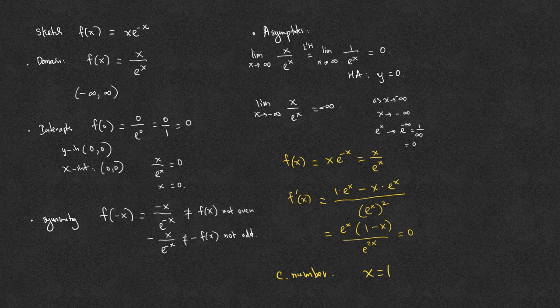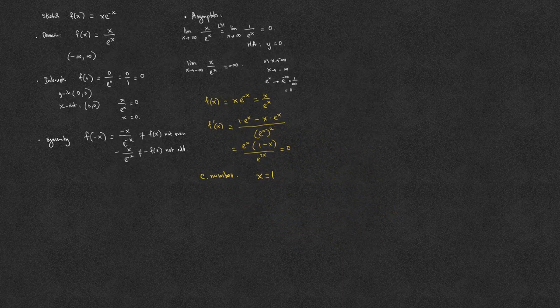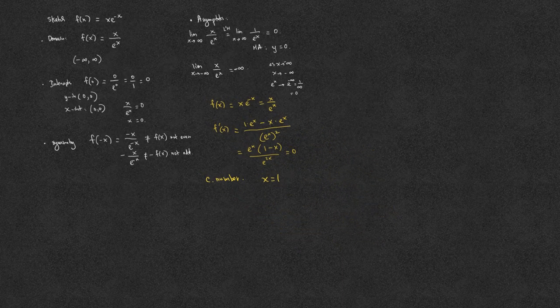We will construct the sign chart for f prime to determine the interval where the function f is increasing or decreasing and any local max and local min, but we will do that in a minute after we find the second derivative to determine the interval where the function is concave up or concave down. The first derivative is e to the x times 1 minus x over e to the 2x, or e to the x squared.